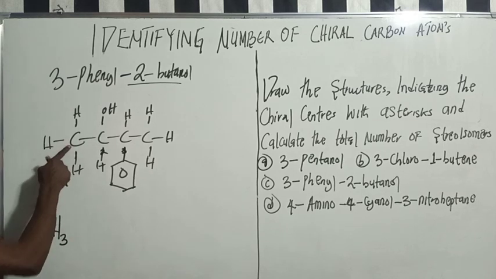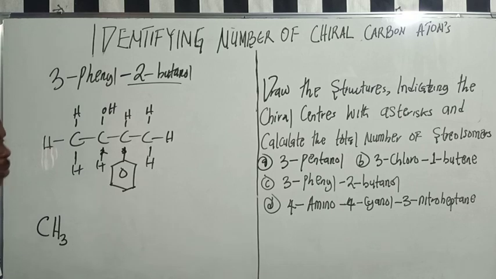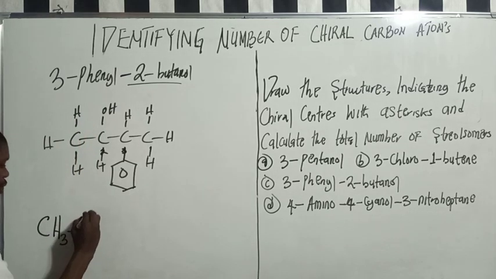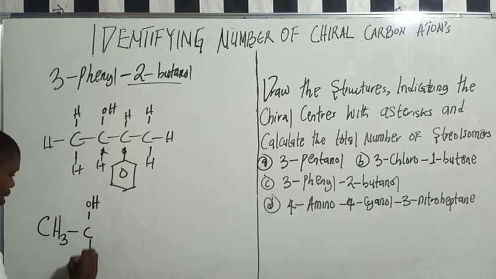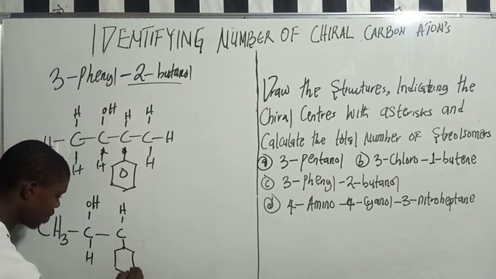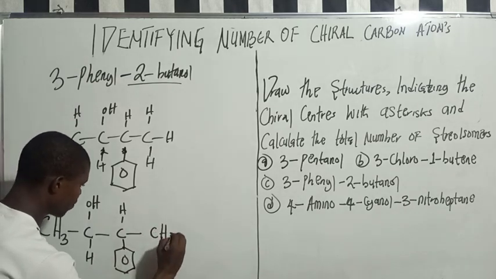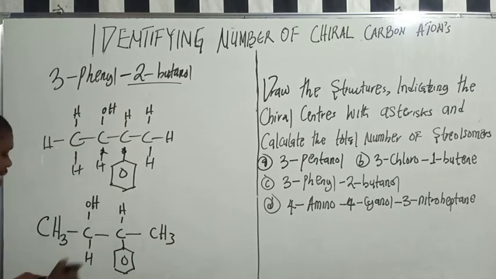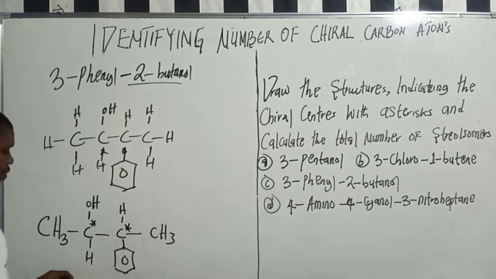CH2, right? Is this a chiral carbon? No, it's not a chiral carbon because you have 3 hydrogen atoms. So here we have OH, here we have H, here we have H, here we have the phenyl, here we have CH3. Now this is a chiral carbon and this is a chiral carbon.